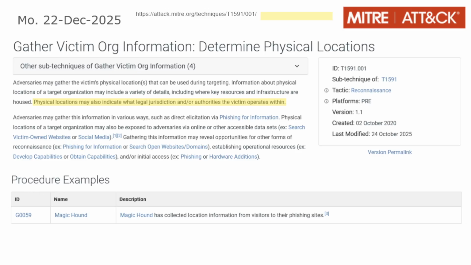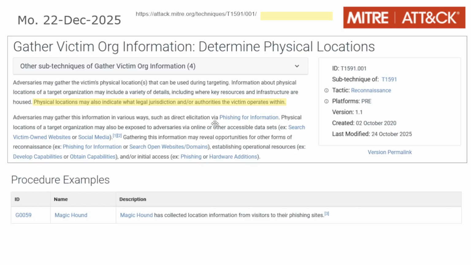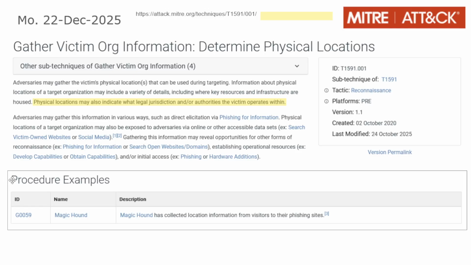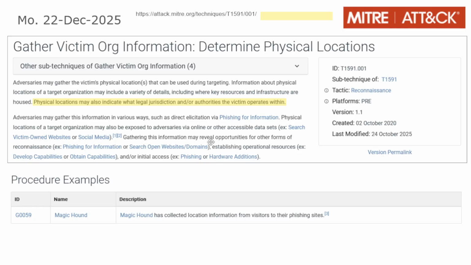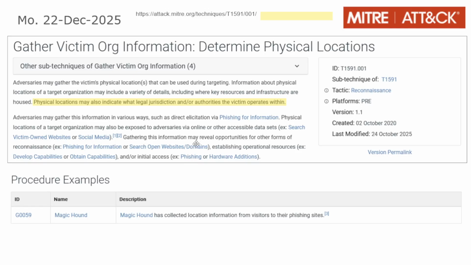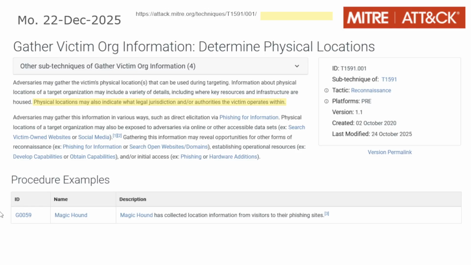Then adversaries may gather this information in various ways. Again, direct elicitation via phishing for information. So this sentence comes up here as well: search the website, do reconnaissance. We covered these techniques in other videos already. So searching the website, phishing, open websites, just looking for open source threat intelligence. That is not listed here, but might also be something that can be covered.